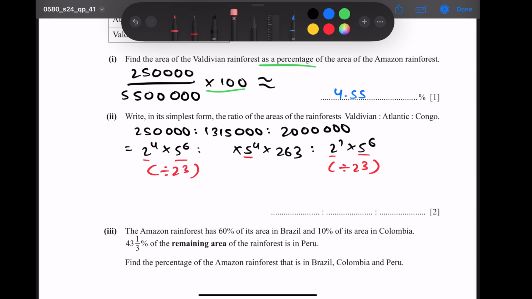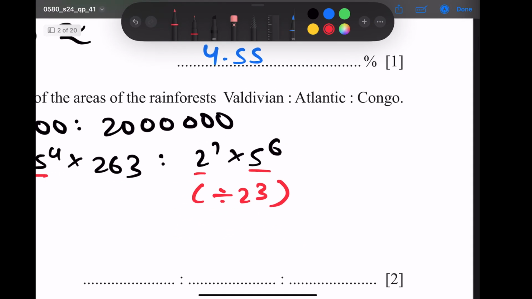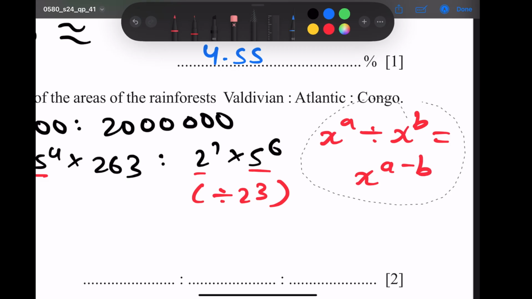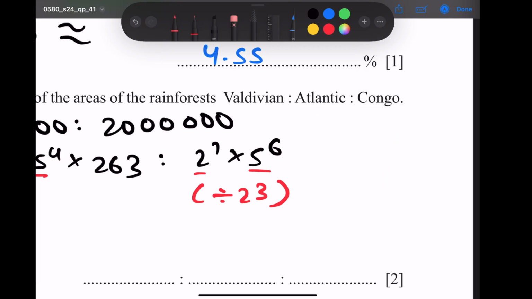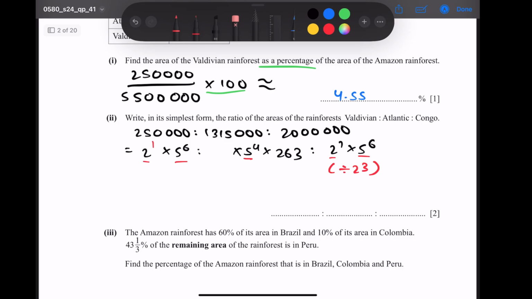Now if we divide 2 to the power of 4 by 2 to the power of 3 in the left hand side, we get 2 to the power of 1 because for the rule x to the power of a divided by x to the power of b is equal to x to the power of a minus b. Now on the right hand side, if we initially had 2 to the power of 7 and we divided that by 2 to the power of 3, we get 2 to the power of 7 minus 3, which is 4.